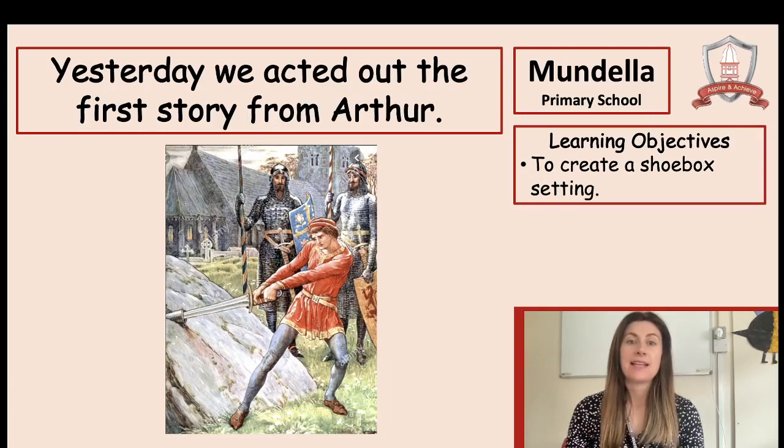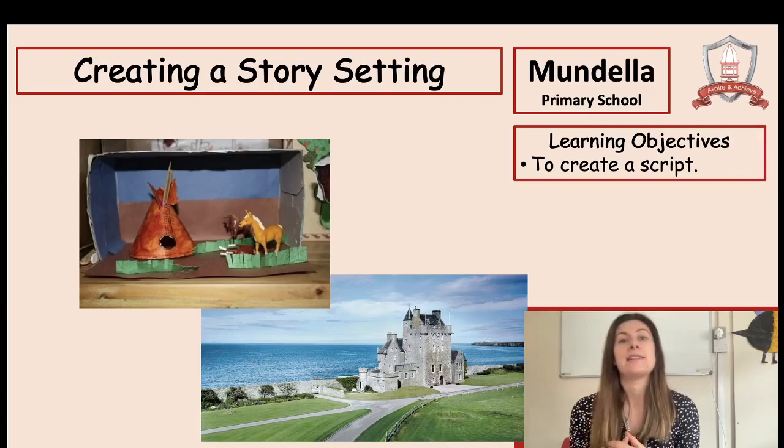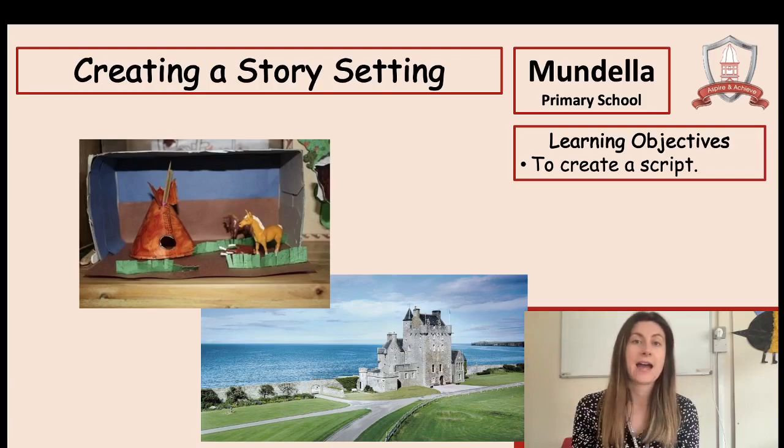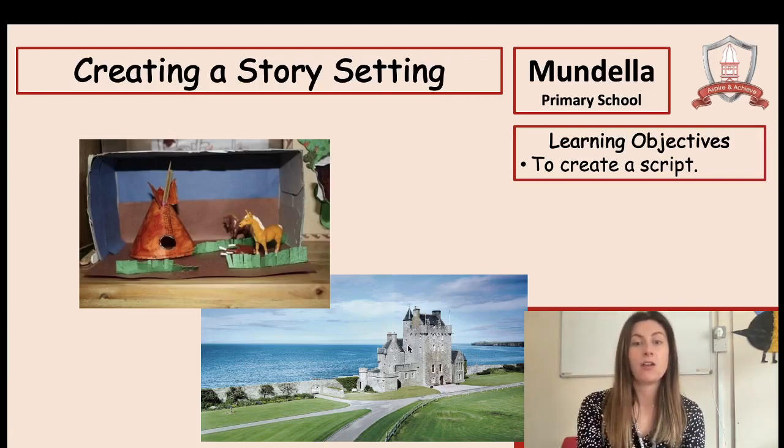So yesterday we acted out the first story from the King Arthur book, and we even wrote a script to go with our acting. So today we're going to be creating a story setting. So we need to be thinking about where our story is set. Now we know from the book that at the contest, there were lots of silk tents, there were lots of flags with the family crests on, and because of the time, we can assume that there might be a castle nearby.